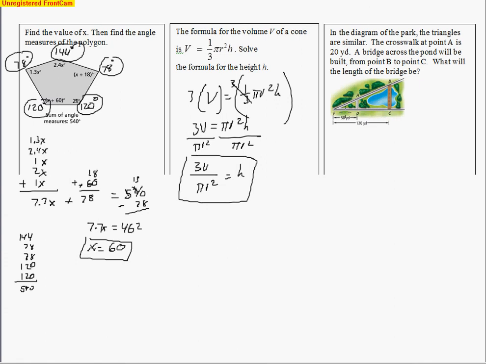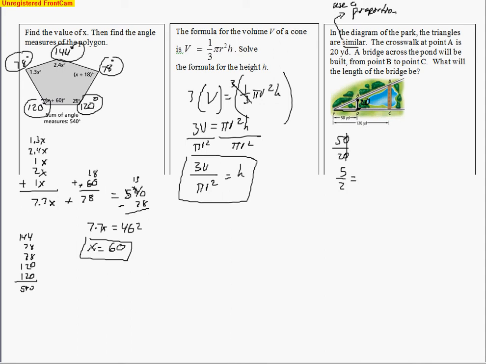That is that solution. So on this one here, they're asking us to find the distance between B and C. It says the diagram of the park. The triangles are similar, so that means we can set up a proportion. So we're going to set up fractions equal to each other. The crosswalk at point A is 20 yards. So the crosswalk, talking about this distance right here, is 20. And so we've got this triangle right here, 50 by 20. And we're going to use that. We're going to go 50 over 20. And I'm going to go ahead and cross off those zeros and just think of this as 5 over 2.